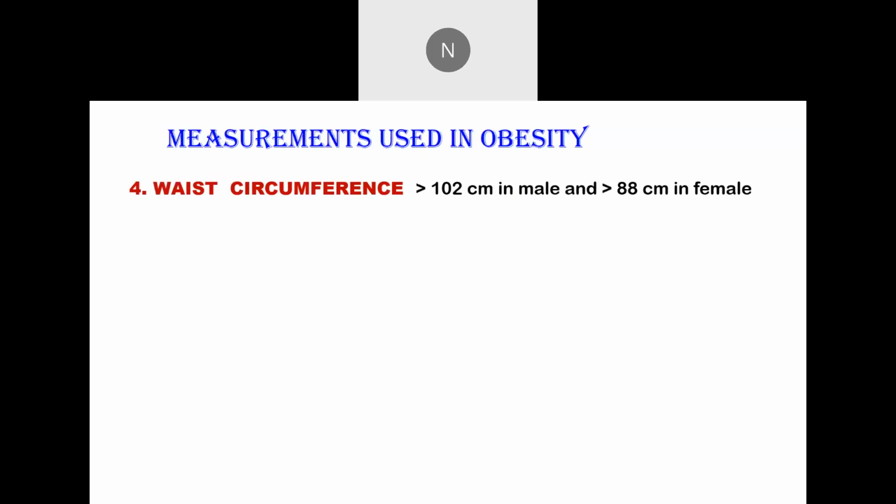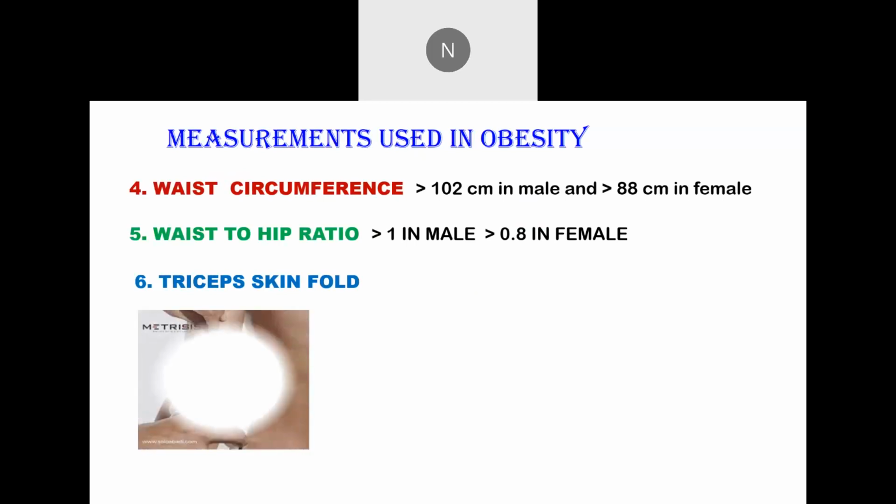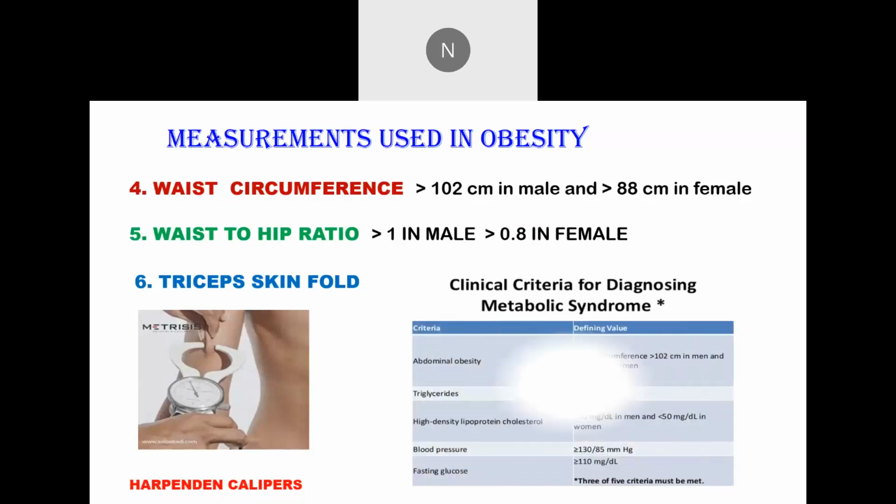And waist circumference is the one to assess the central obesity: more than 102 centimeters in male and more than 83 centimeters in female. And waist to hip ratio is important to assess the cardiac complications in obese patients: more than 1 in male and more than 0.8 in female. And triceps skin fold is another anthropometric measure using Harpenden calipers.